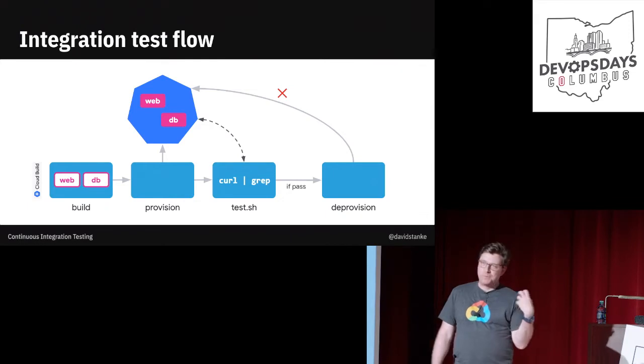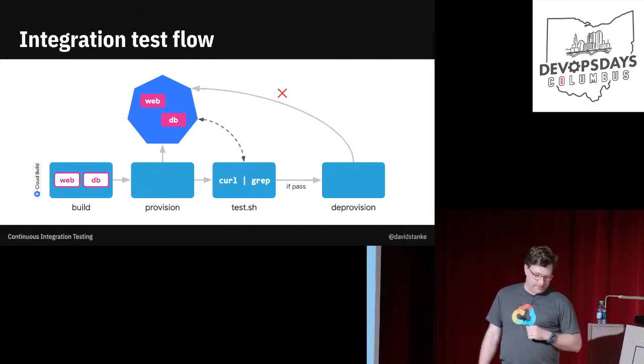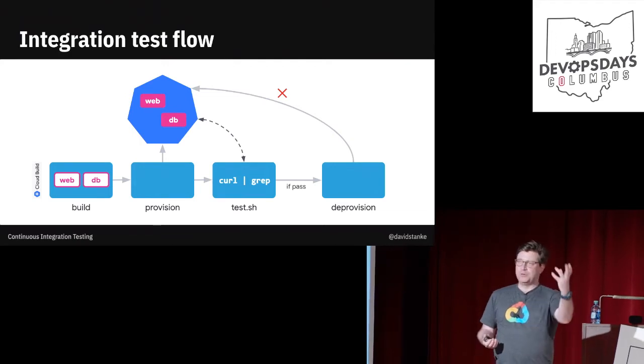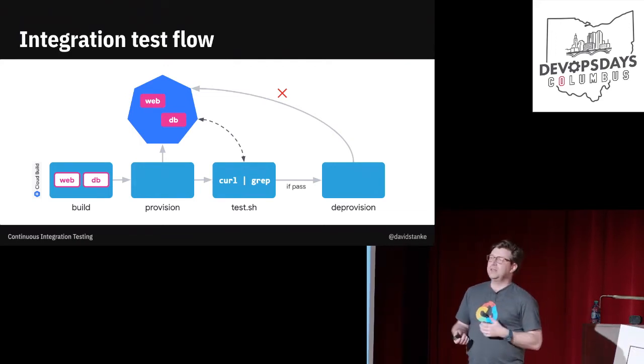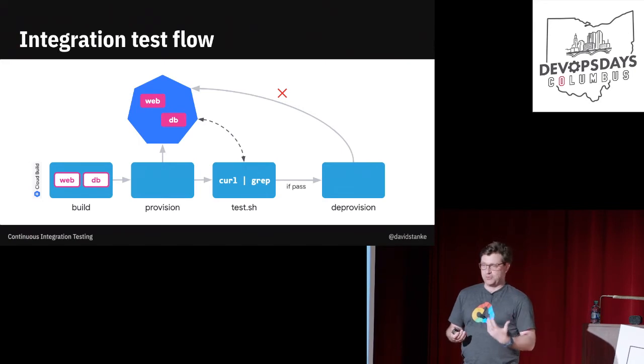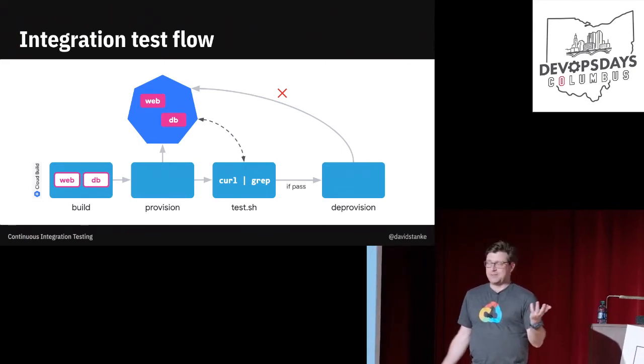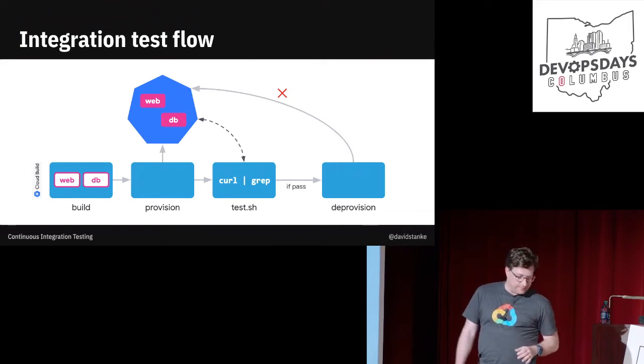First thing we do is we build 2 containers, a web container and a DB container. Then we provision a test infrastructure. We put our web and DB services into it, and then we're going to run an integration test. This is a simple test that just greps the front end and looks for a particular string. In this case, it looks for the string chocolate chip. Happens to be the best cookie. There will be no argument about that.